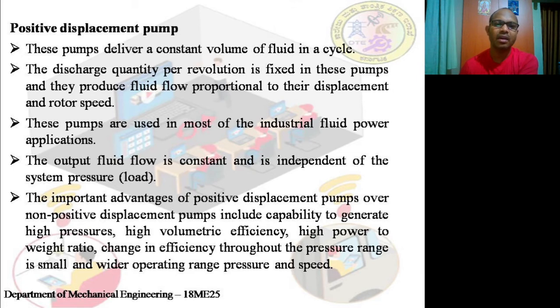It works at a constant efficiency, because the output of the fluid flow is constant irrespective of the variation in the load. The change in efficiency throughout the pressure range is small. Variation in the pressure doesn't affect the efficiency. It also has a wider operation range; it can operate in different pressure ranges. The pressure can be varied, and even the speed can also be varied.